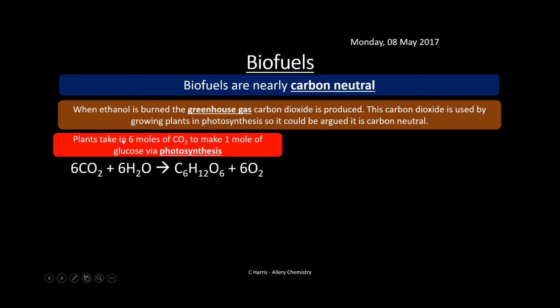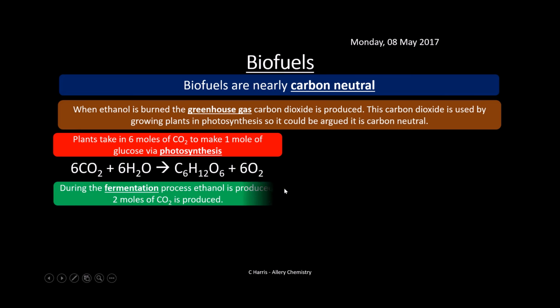So you can see here that plants take in 6 moles of CO2. There's the equation. Okay, so this is just photosynthesis. They produce the glucose that we need. Okay, so during the fermentation process, though, ethanol is produced along with 2 moles of carbon dioxide. So when we ferment this, we produce carbon dioxide. This goes up into the atmosphere.